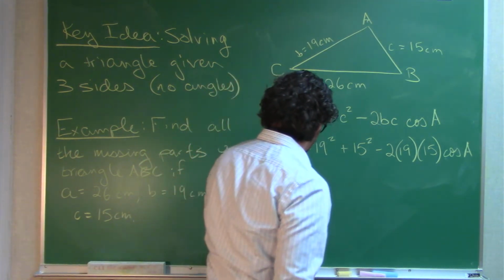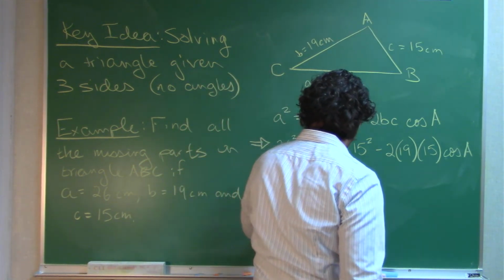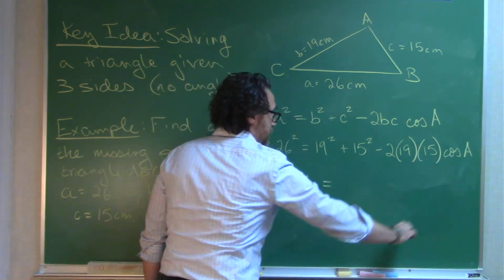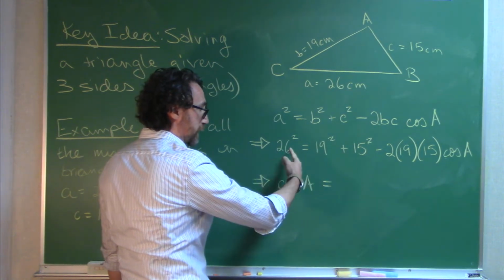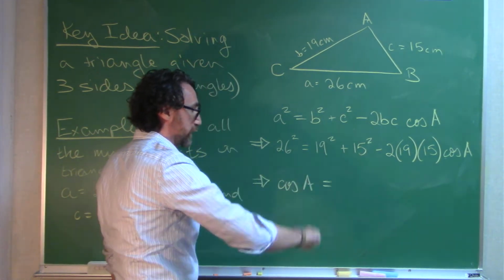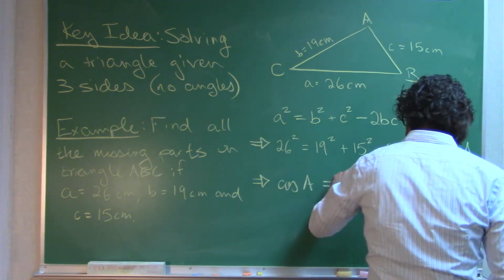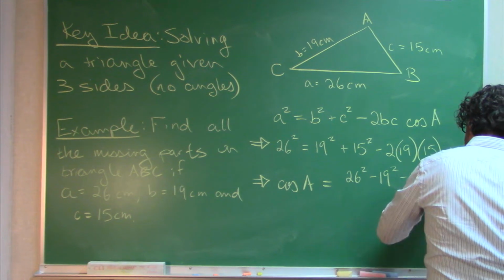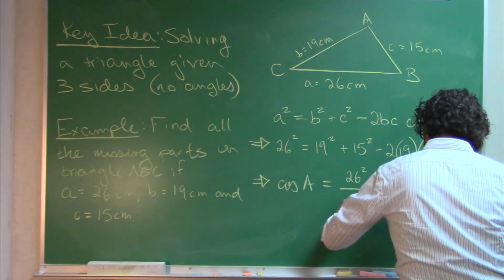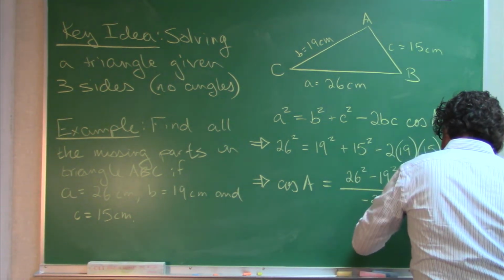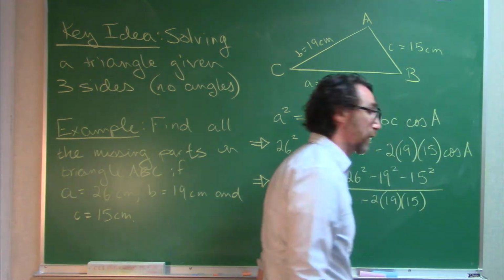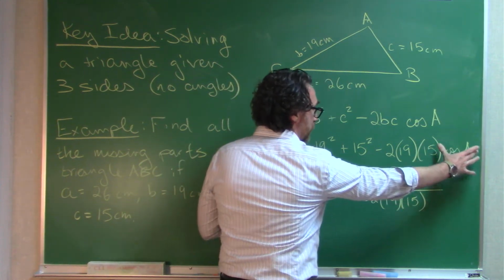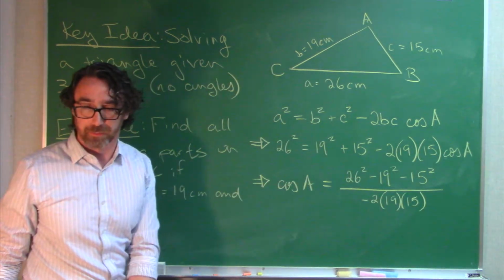Okay, so cosine of A. Now let's think about what we're doing again here. I want cosine by itself. I need to subtract away the 19 squared. I need to subtract away the 15 squared. So I would have 26 squared minus 19 squared minus 15 squared. That whole thing would get divided by negative 2 times 19 times 15. If I did all those steps on the right-hand side over here, I would have cosine A isolated, and that would be on the other side.